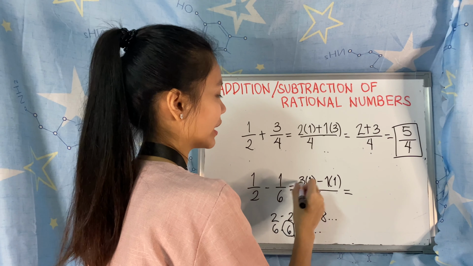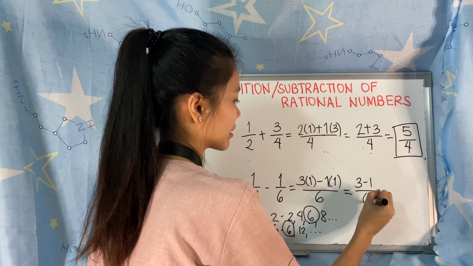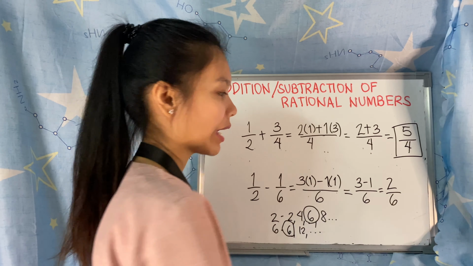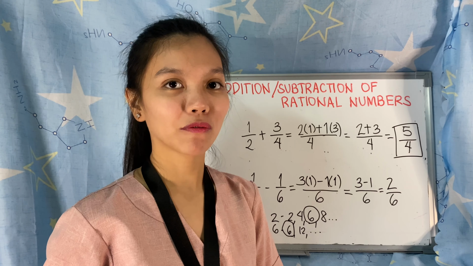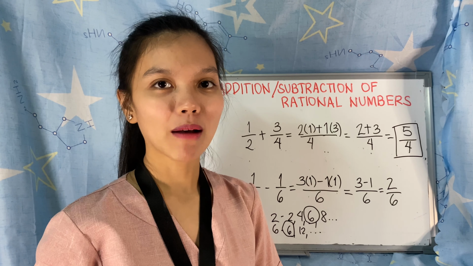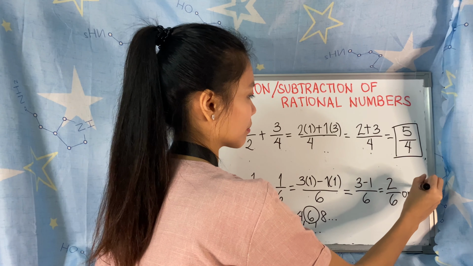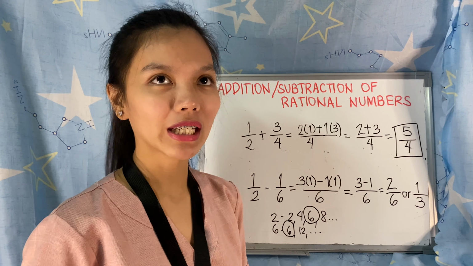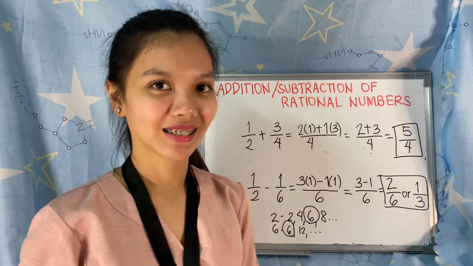So, simplify. 3 times 1 is 3. 1 times 1 is 1. Copy 6. 3 minus 1, that is 2. Then, we have 6 as our denominator. So, what is its simplest form? So, both of the numbers are divisible by 2. So, 2 divided by 2, that is 1. And 6 divided by 2, that is 3. Therefore, the simplified form is 1/3.